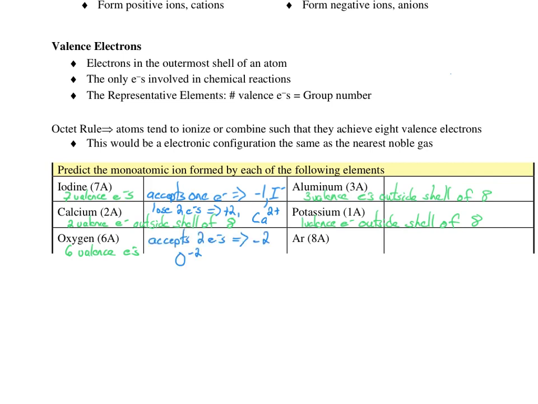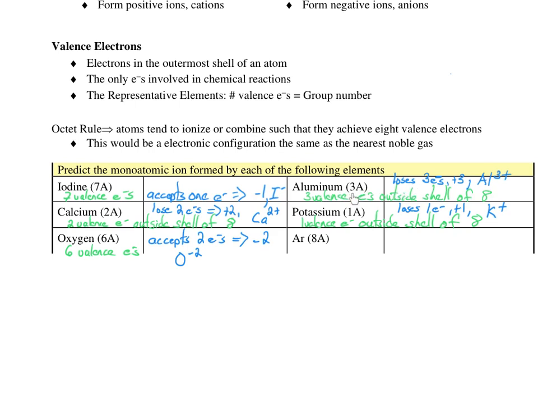Oxygen, 6A, 6 valence electrons. To get to 8, it can accept 2. It has 2 more electrons, 2 additional negative charges, so the overall charge on the ion is -2. The oxide ion is represented by O2-. Okay, note here that if the charge is either +1 or in this case -1, that number is not needed.